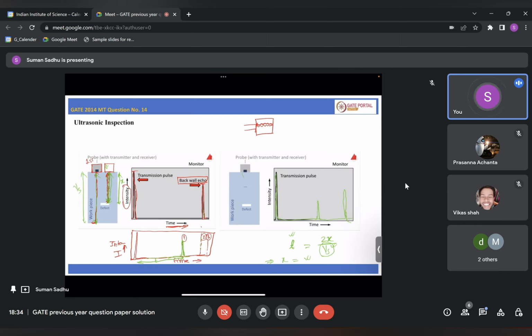So in this case we will get a total of three echoes, or three peaks, because some part is deflecting from the defect and some part from the free surface of the sample. And how much time it is taking, you can measure from this graph. And if you know the velocity of sound in this medium, then you can easily calculate at which location your crack or your defect is present. So this is ultrasonic inspection.